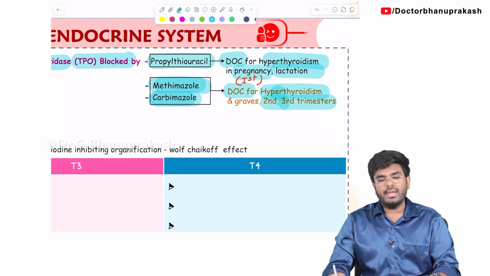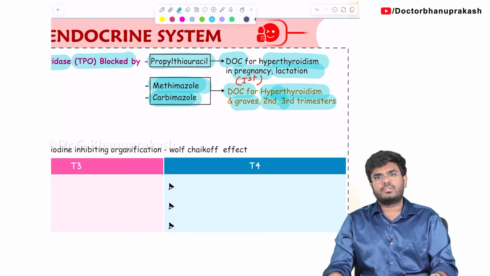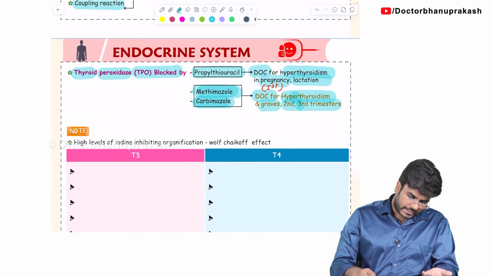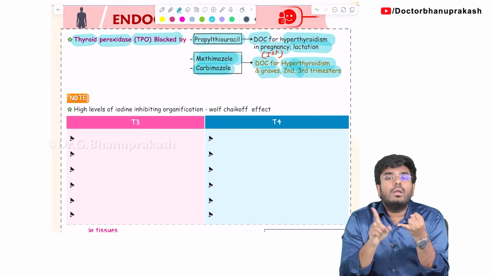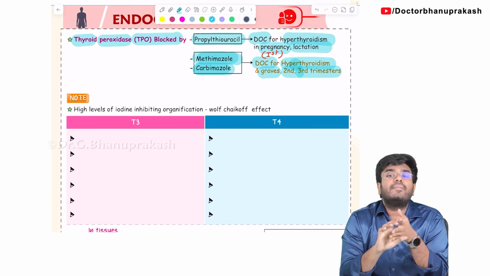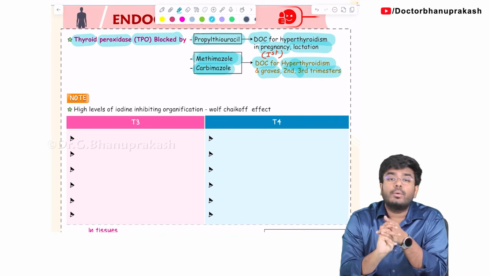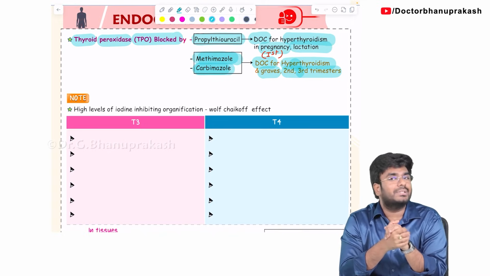of pregnancy. Okay, and it is also the drug of choice for Graves' disease, because Graves' disease is nothing but a hyperthyroidism condition. So what I am trying to say is that carbimazole, methimazole, and propylthiouracil are the inhibitors of thyroid peroxidase. They are anti-thyroid medications. They can be used in the treatment of hyperthyroidism.